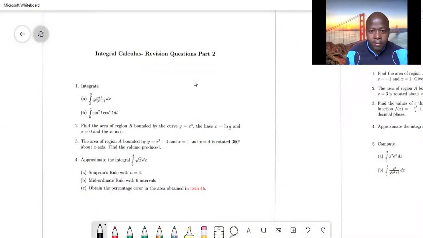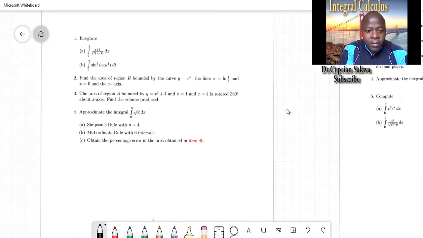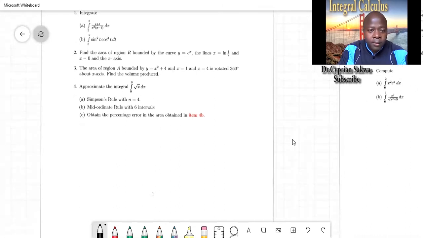Welcome to our revision questions in integral calculus, and we continue from where we left last time. We had begun on doing revision questions. So today we're looking at questions 1, 2, 3, and 4, and then part of question 4 will be left for you as an assignment so that you try it later. Let's begin with question 1.